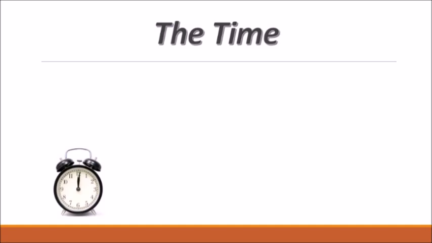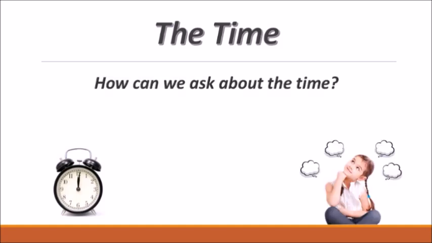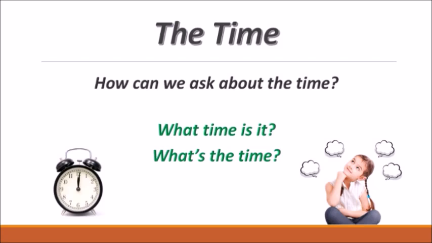Muy bien. And let me ask you something. Déjenme preguntarles algo. How can we ask about the time? ¿Cómo preguntamos la hora en inglés? ¿Alguno sabe? Okay, in English we have two options. En inglés tenemos dos opciones. Podemos preguntar, what time is it? What time is it? O también podemos decir, what's the time? What's the time? Entonces, estas dos preguntas nos sirven para preguntar la hora en inglés. Cualquiera que ustedes usen va a estar bien.